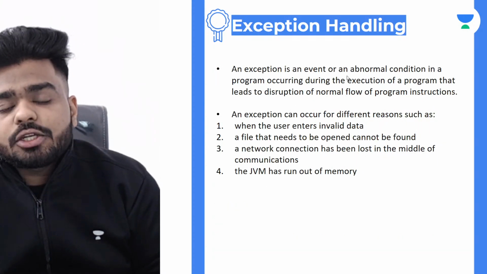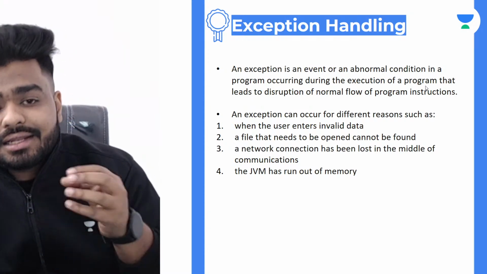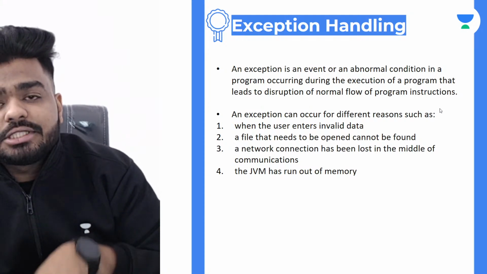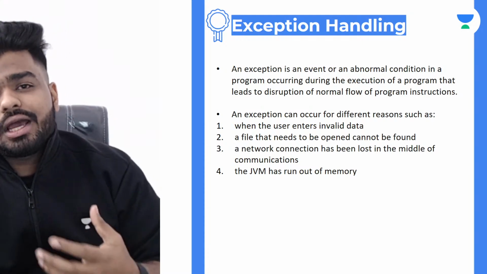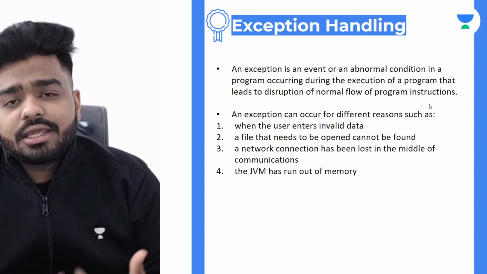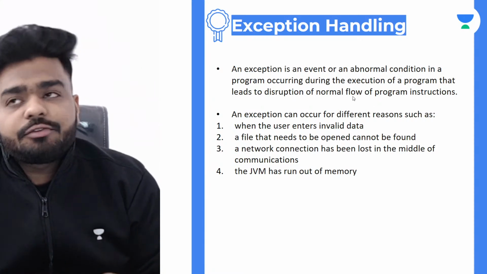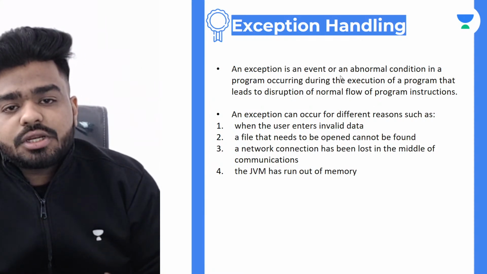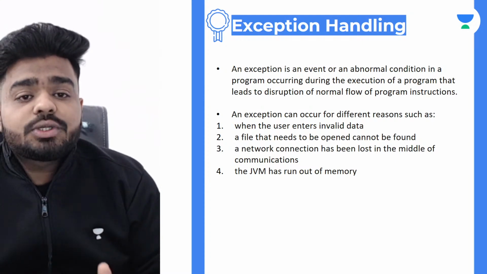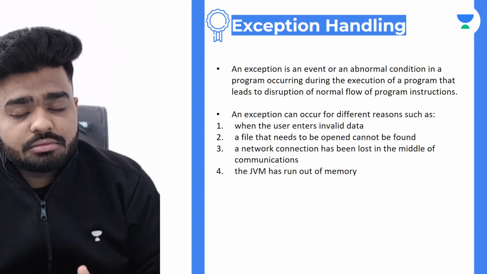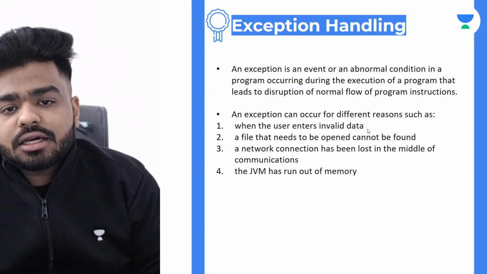So an exception is an event or an abnormal condition in a program occurring during the execution of a program that leads to disruption of normal flow of program instructions. ठीक है, ये है प्रॉपर डेफिनेशन. You can frame it in your own way how you want to do it. आप अपने नॉर्मल इंग्लिश वे में इसको एक्सप्लेन कर सकते हो, but this is a perfect definition of exception handling. So an exception is an event or an abnormal condition in a program during execution of a program that leads to disruption of the normal flow of program instructions. मतलब आगे के कोड एग्जीक्यूट नहीं हो पा रहे, ये डिसरप्ट हो जा रहा है. An exception can occur for different reasons.